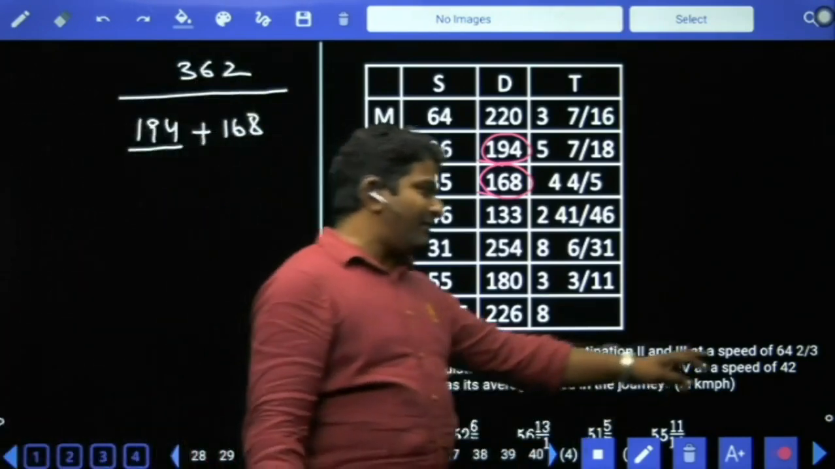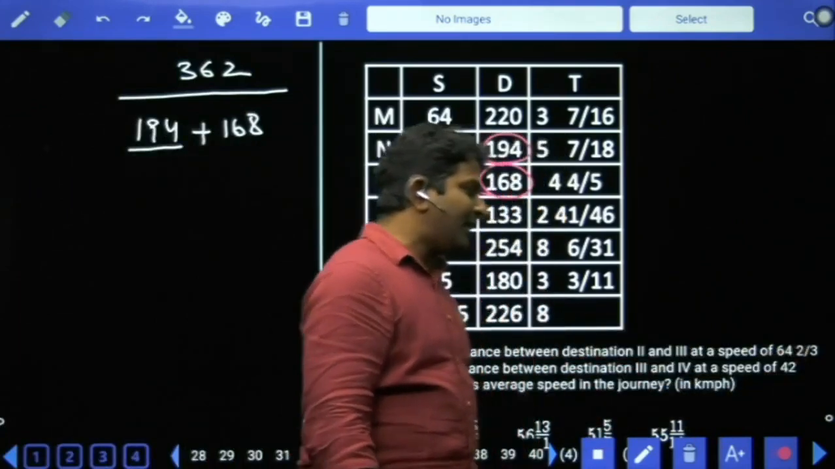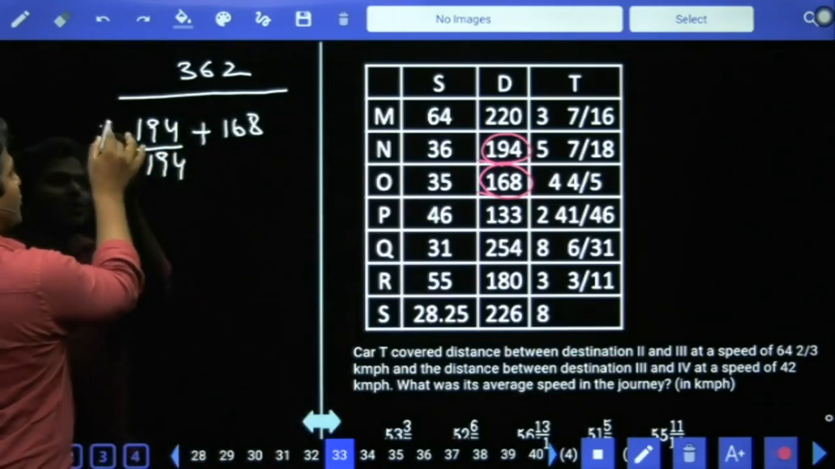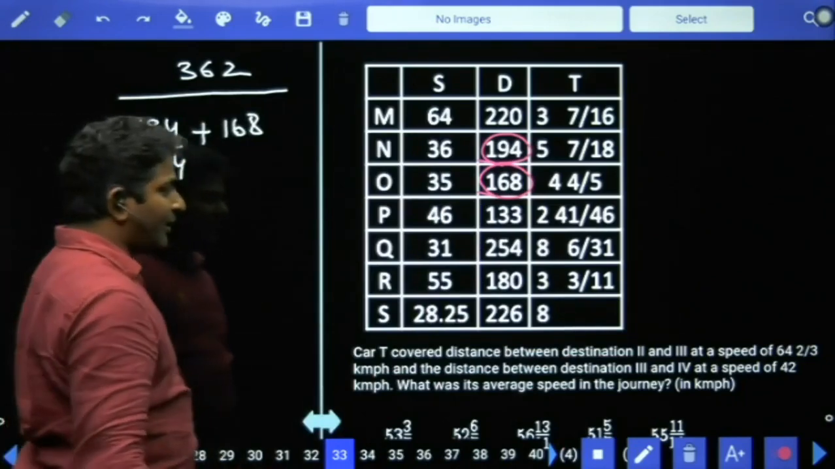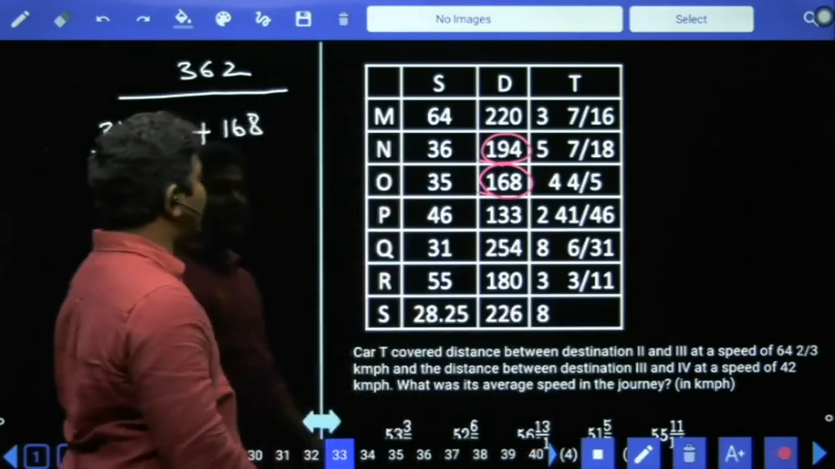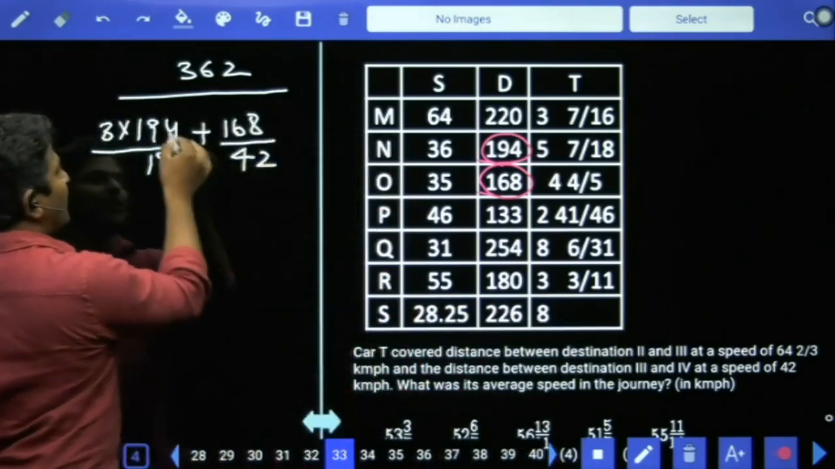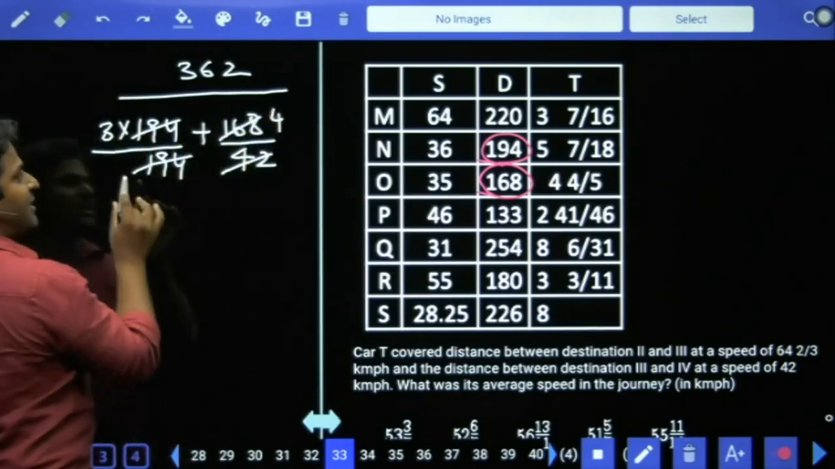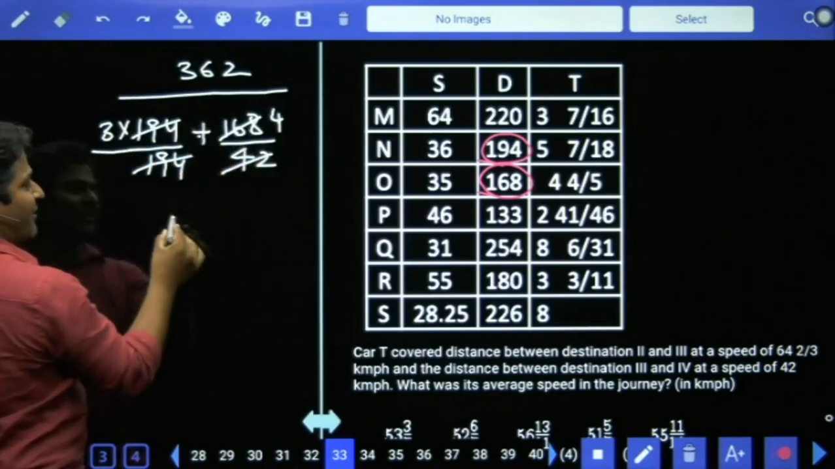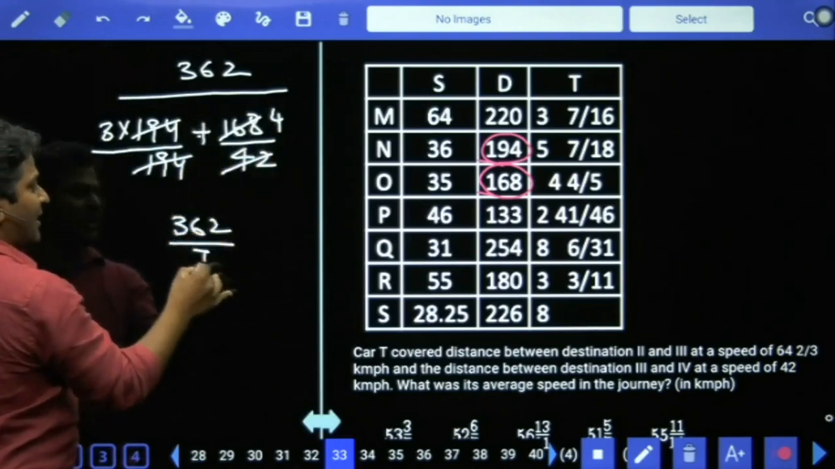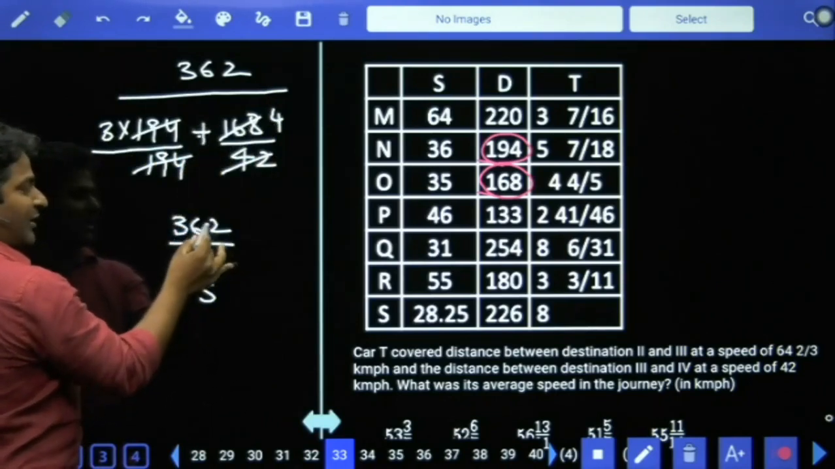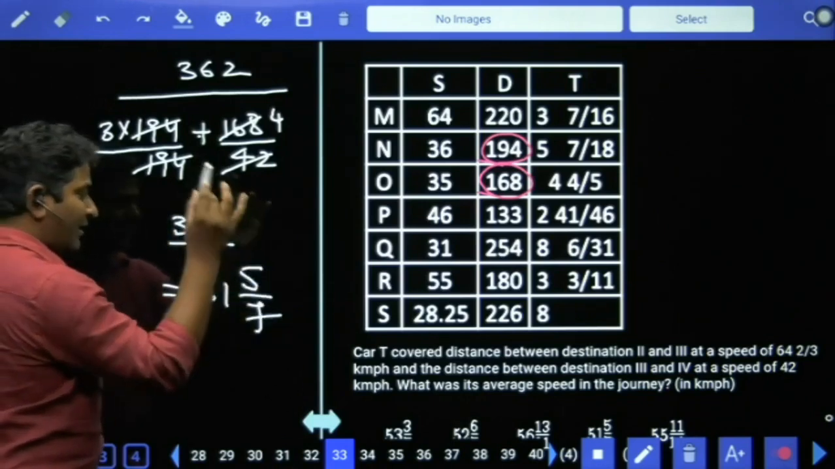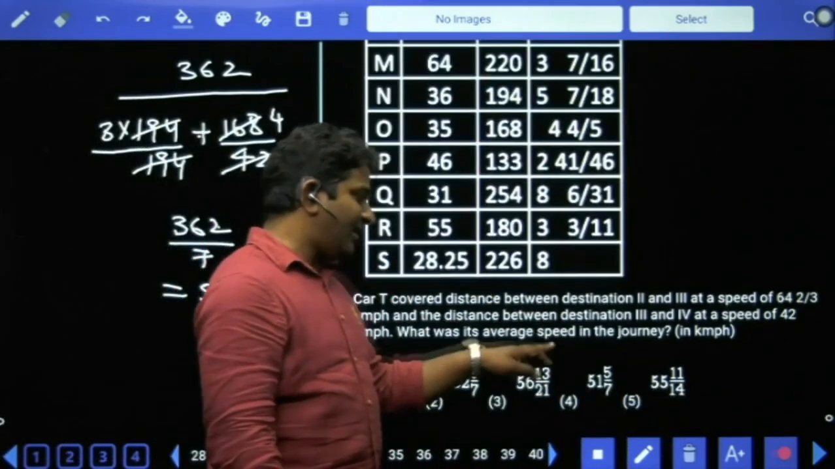194 kilometers traveled with the speed 64 2 by 3, that is equal to 194 by 3, 3 comes to numerator. And then next one is traveling with a speed 42 km per hour, divided by 42. 194, 192 cancel. 42 exactly 4 times here we have. 3 plus 4, 7. 362 divided by 7. 7 5 times 35. 7 ones is 7. 12 minus 7, that is 5 divided by 7. 51 5 by 7 is our answer.